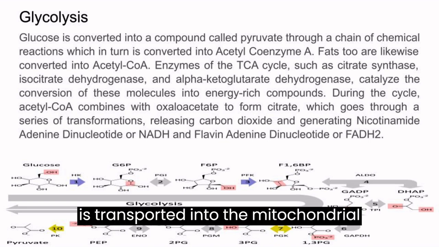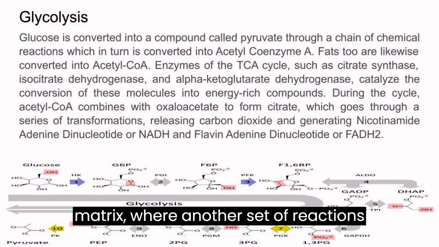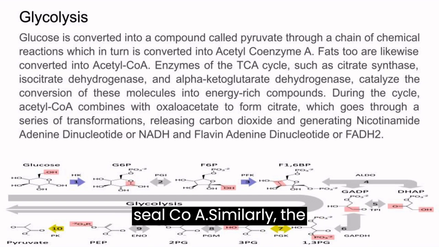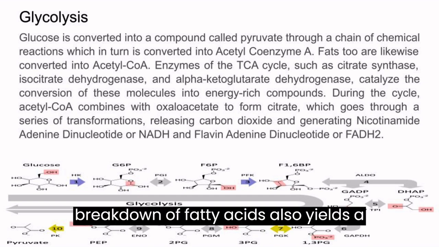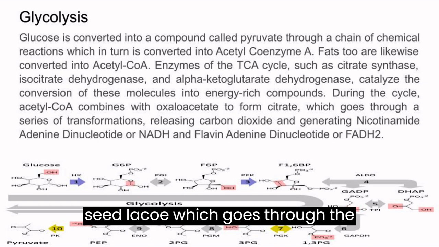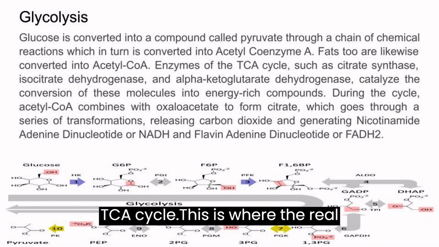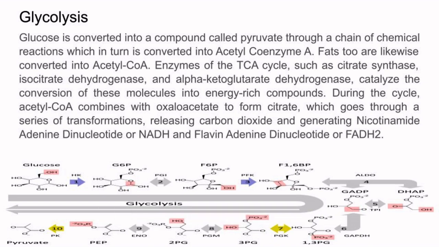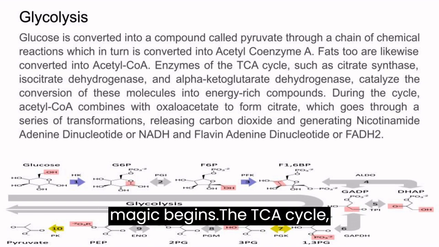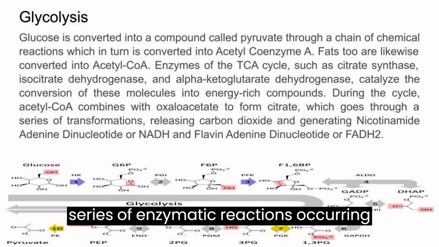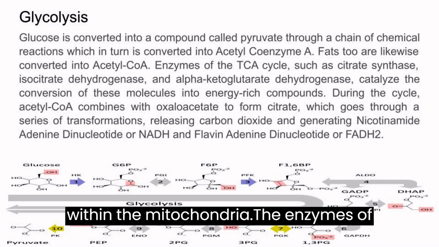Pyruvate is transported into the mitochondrial matrix, where another set of reactions converts it to acetyl coenzyme A or acetyl-CoA. Similarly, the breakdown of fatty acids also yields acetyl-CoA, which goes through the tricarboxylic acid cycle or simply the TCA cycle. This is where the real magic begins. The TCA cycle, also known as the Krebs cycle, is a series of enzymatic reactions occurring within the mitochondria.